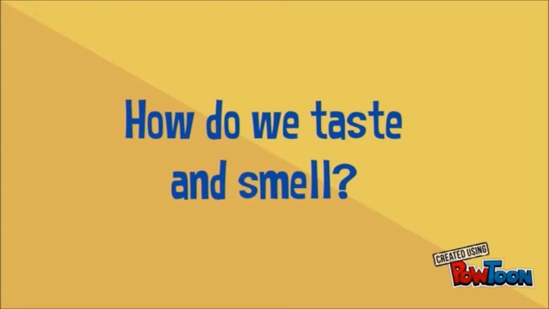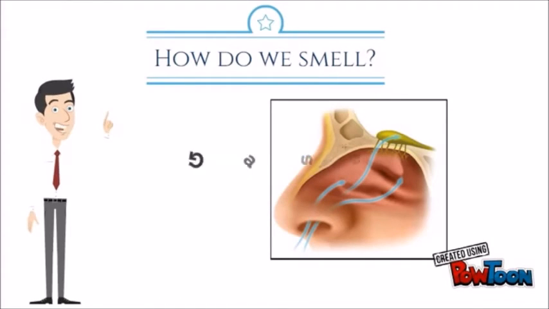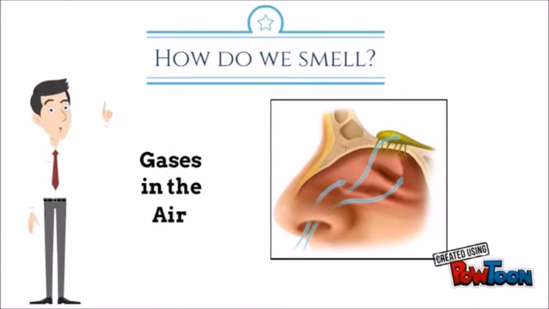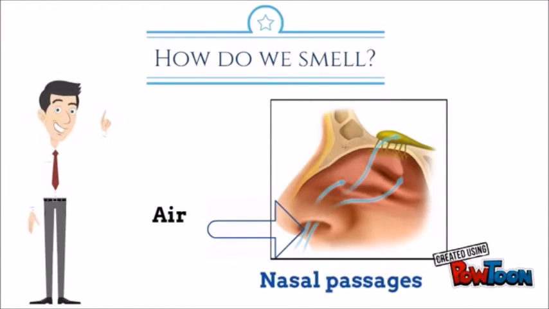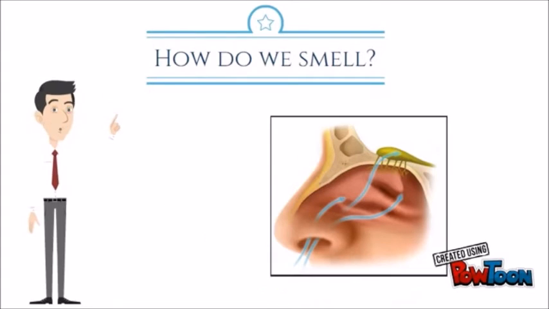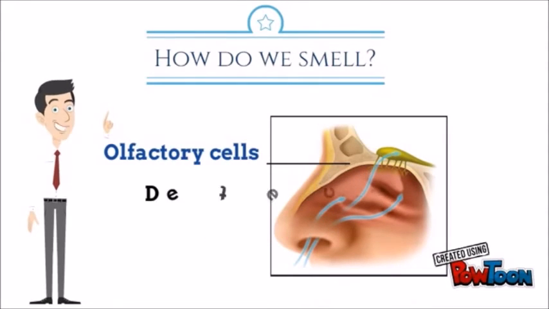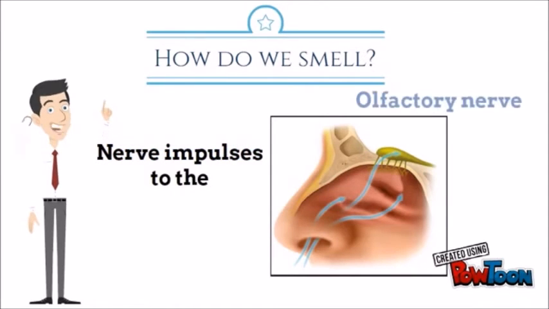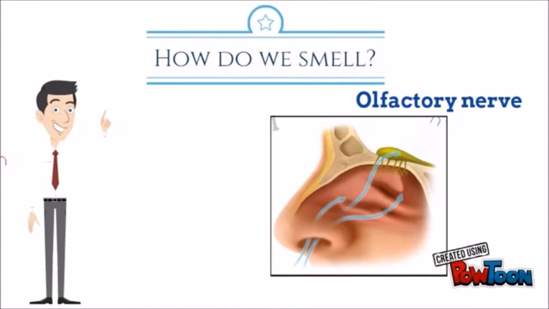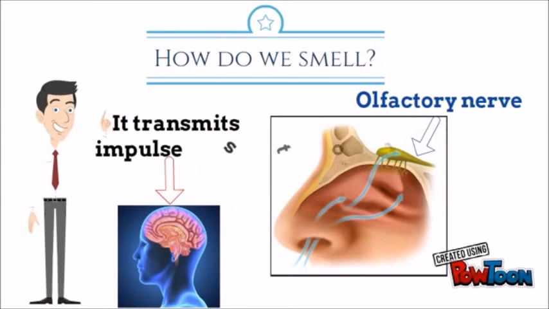How do we taste and smell? Smells are made up of gases in the air. When air goes into your nose, the gases go into your nasal passages. The olfactory cells detect the gases and send nerve impulses to the olfactory nerve. It transmits the impulses to the brain, and the brain interprets the information.